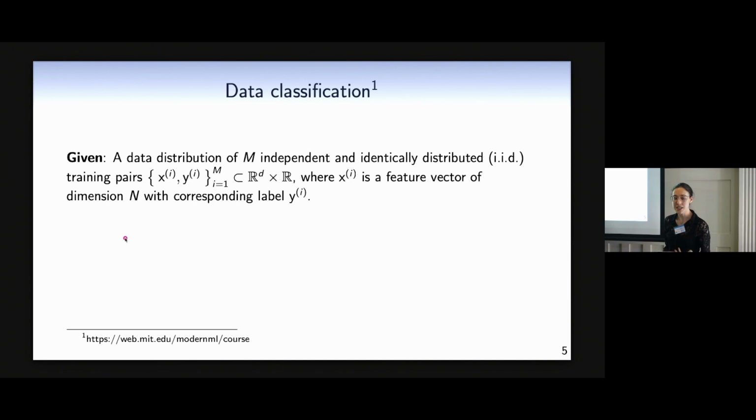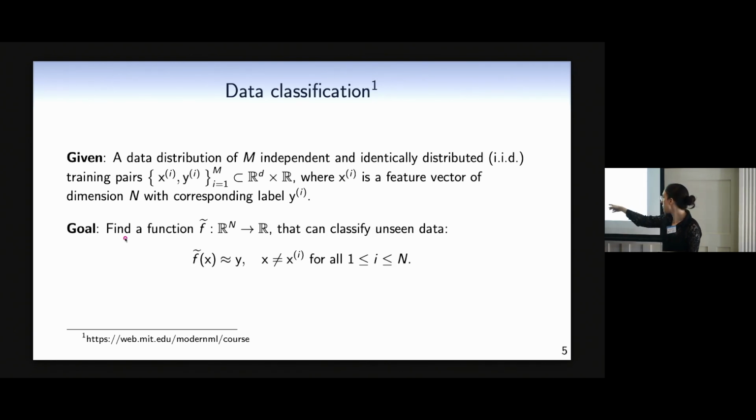But more precisely, data classification is this: if you have a set of independent, identically distributed training pairs, where your xi's are some feature vector of dimension n, with a corresponding label that's just a real number, you want to figure out a function that not only matches all of your xi's to the yi, but that can also match unseen data. So given some new x that's outside of the training pairs, you want to approximate its label y. And that's your goal.